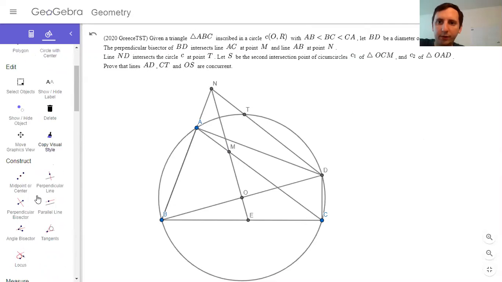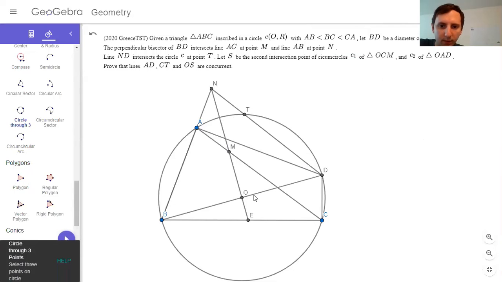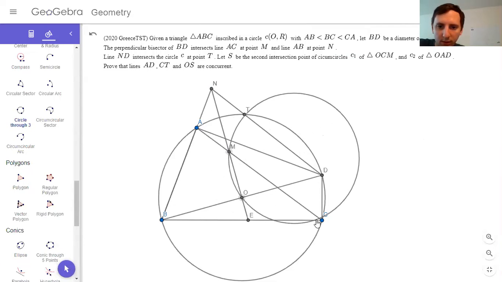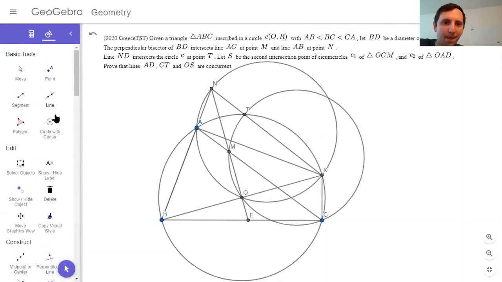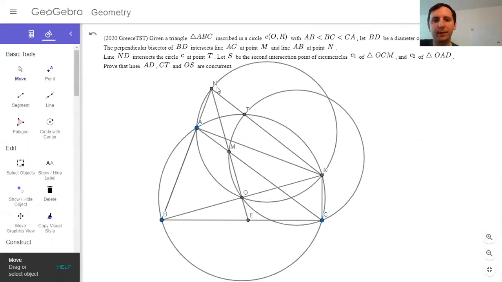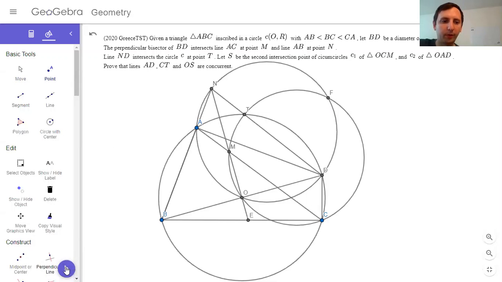S is the intersection of OCM and OAB. That's kind of random. And it looks like N is necessarily on that? Yes, N has to be on it, so NAOD is cyclic. So GeoGebra kind of gave that away, although I don't think it was super hard.